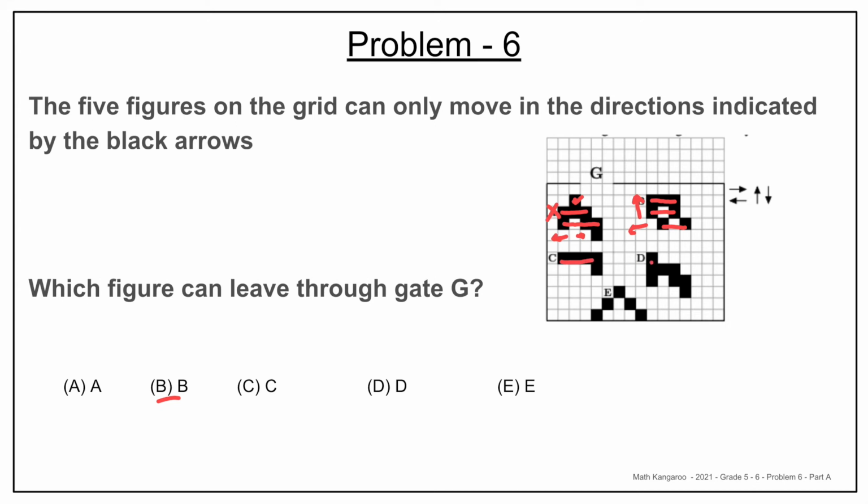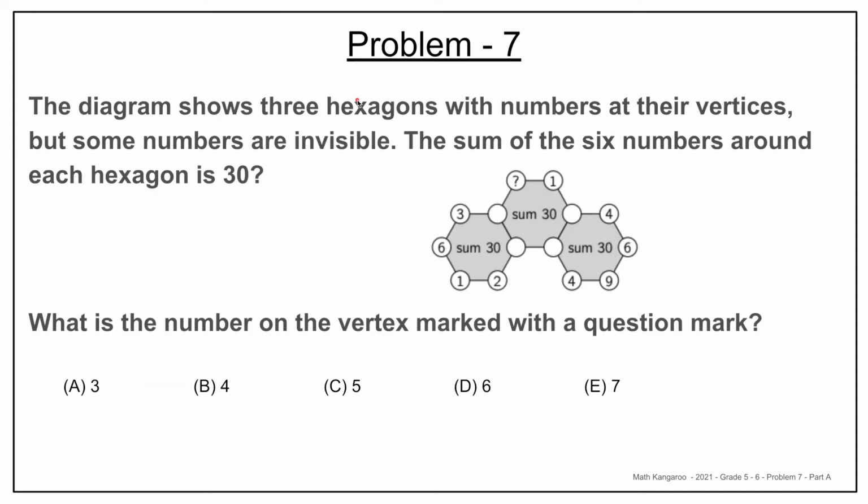We have D. In D, we could take out this one. We can take out this 3. And the next label, it's 4. We cannot take it, though we do left or right. We take out this. We can take out 3 labels. But we cannot take it, though we move towards left or right. So our answer is option B. It's the only figure we can take out through gate G.